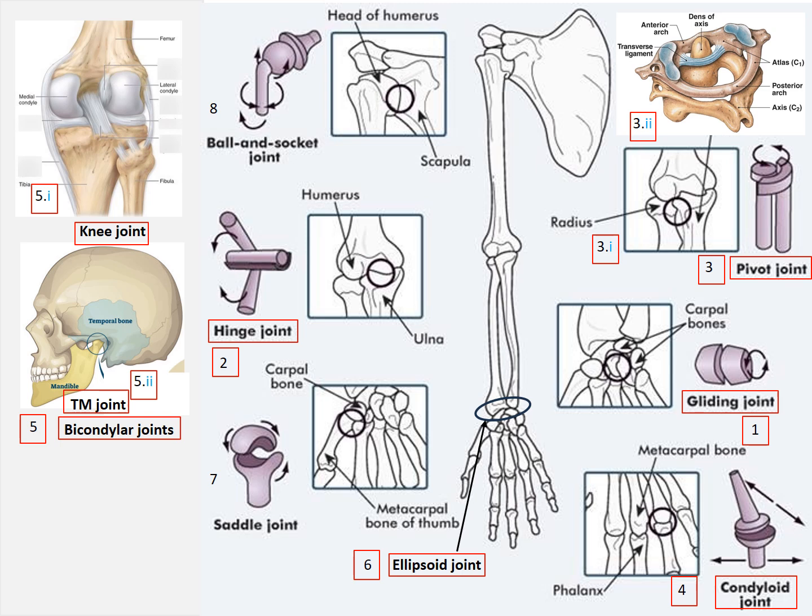Sixth type is ellipsoid joints. Example is wrist joint. Seventh are the saddle joints, exemplified by the first carpometacarpal joint. Eighth are the ball and socket joints. Example is shoulder joint.